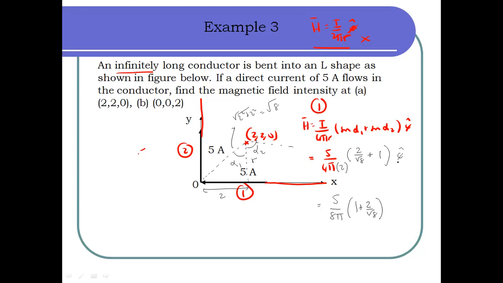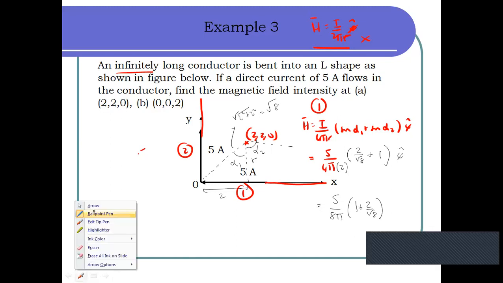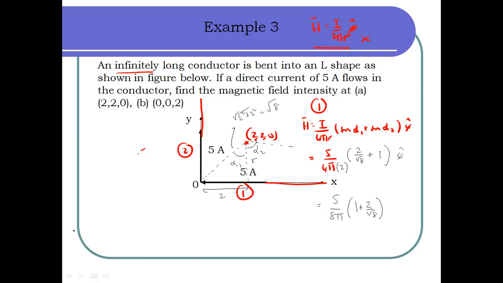For the phi direction, we need to change it into L cross R, because your current is not in the Z direction. So we know that from here, the phi direction will be L cross R.